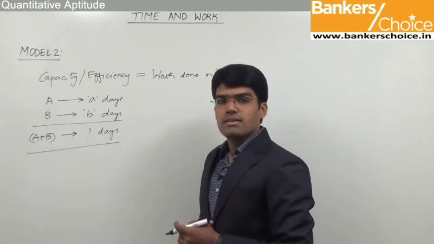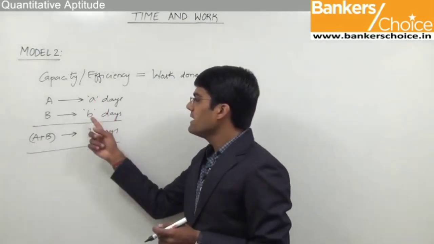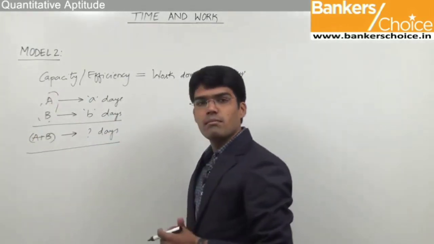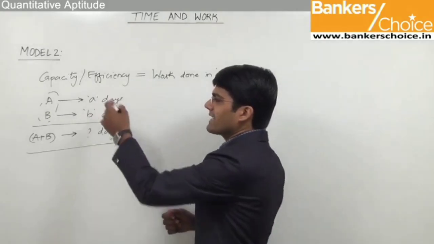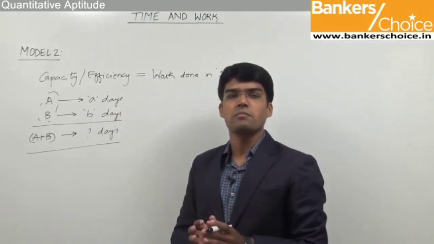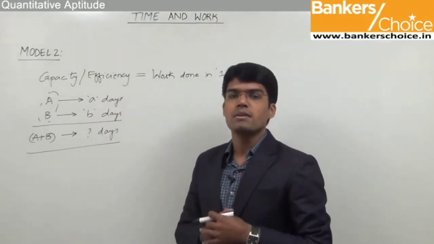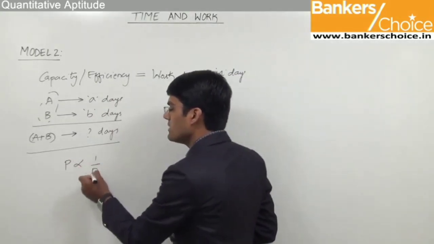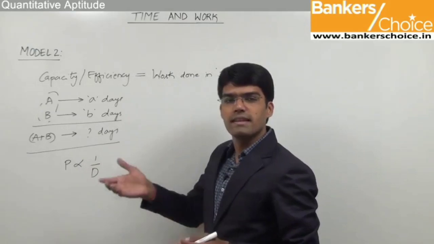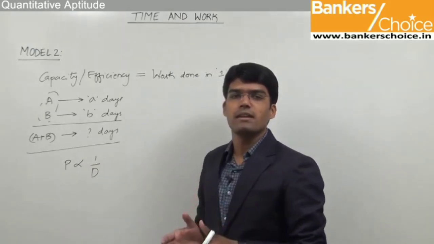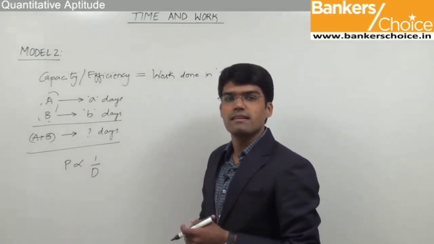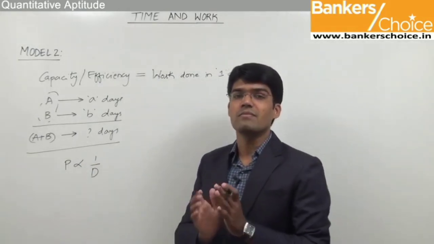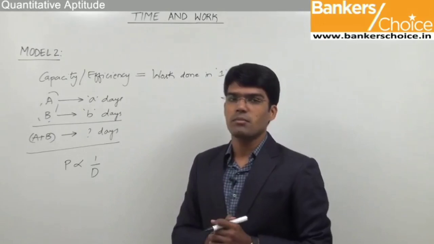For these types of questions, we simply cannot say that the answer will be A plus B days. Why? Because what we have on the left hand side is the number of persons, and what we have on the right hand side is the number of days. Number of persons and number of days are inversely related to each other. That is nothing but P is inversely proportional to D. So as the number of persons increases, the number of days required will decrease. And as the number of persons decreases, the number of days required to do the work will increase.